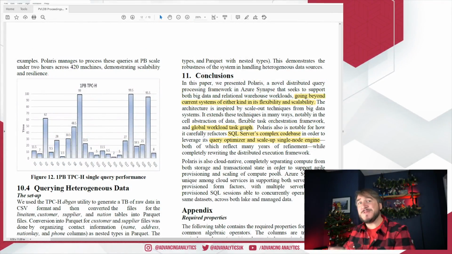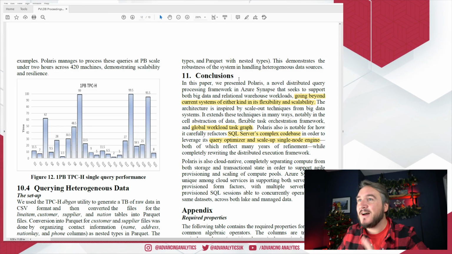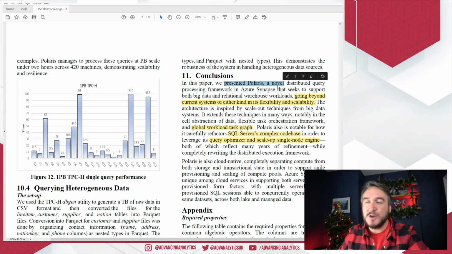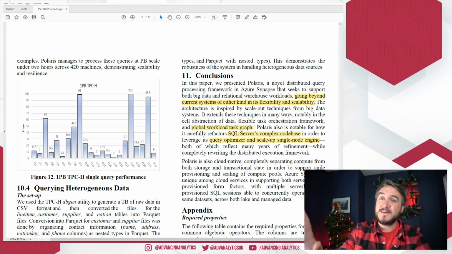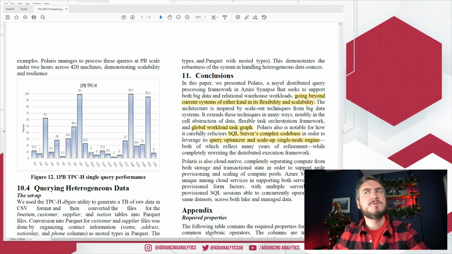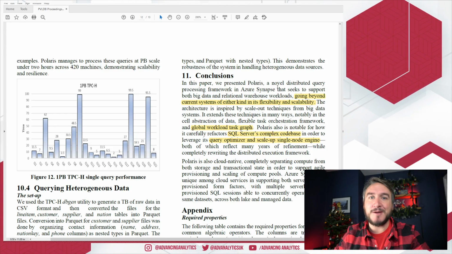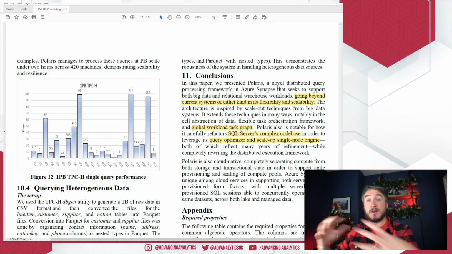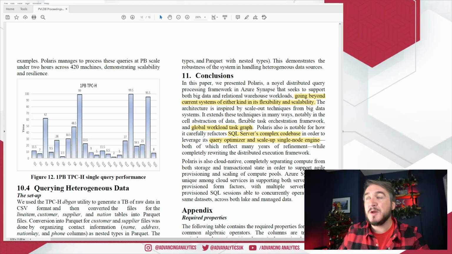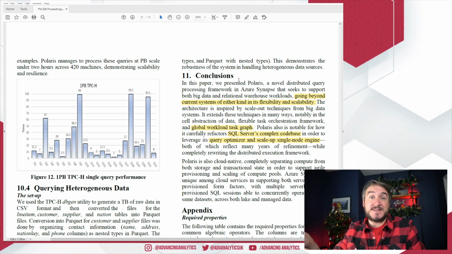I do disagree with some of their conclusions, I've got to say. So in the conclusions, they presented Polaris. So this is the new engine. So if you're using Synapse Serverless SQL, it's using Polaris. I don't think dedicated SQL Pools is using Polaris yet, but I'm assuming that's something that we're going to be seeing. Those clusters are going to work in a slightly different way, going to diverge slightly from traditional SQL data warehouse, I assume, given they've built this thing. I don't know.